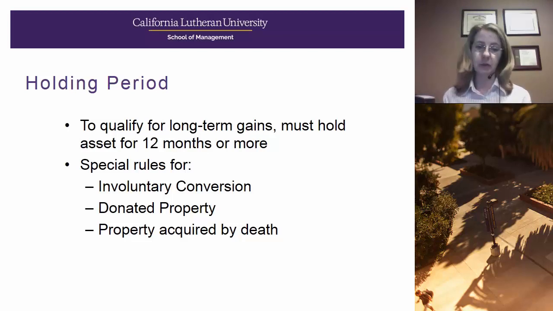And as we've learned in a previous lesson, property acquired from a decedent automatically has long-term capital gain treatment. So you receive property as an inheritance one day, you sell it the next day, it is still long-term capital gain property in your hand, and long-term capital gain treatment applies.